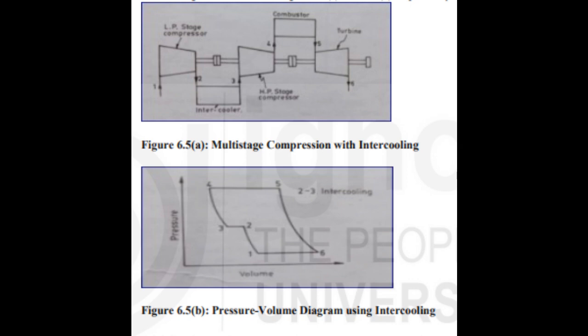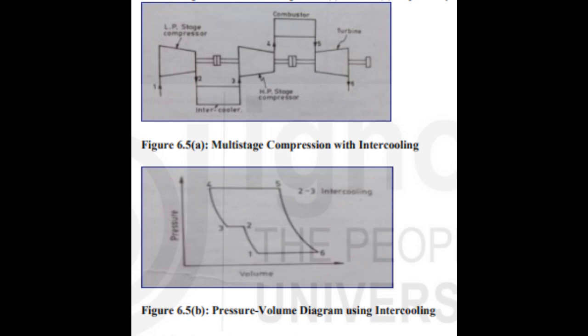Generally, 2 to 3 stages of compression are used. Intercooling improves the thermal efficiency, air rate and work ratio. Thus, if intercooling is used, the size of the turbine and compressor can be reduced for the same output, or alternatively greater work can be obtained from the plant of the same size by employing multi-stage compressor with intercooling between the stages.